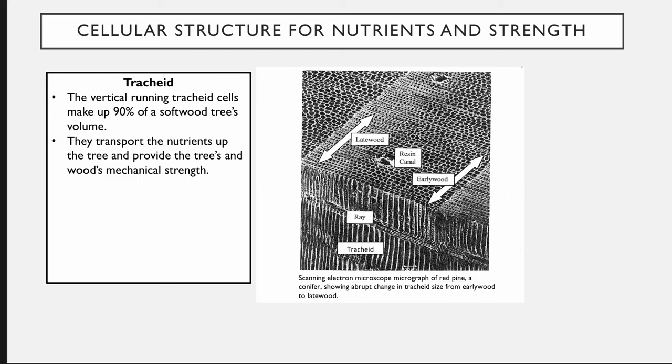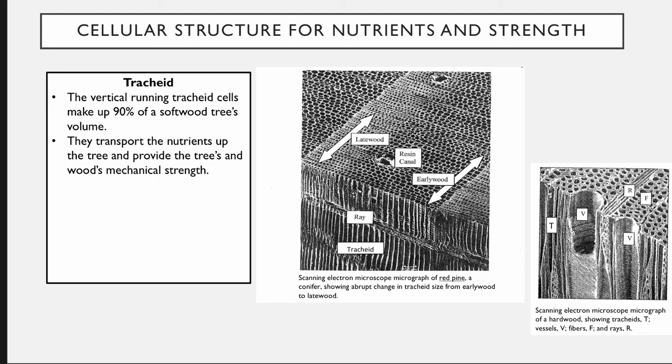Now, those tubes are called tracheids. In a softwood tree, they make up about 90% of the volume of the tree. They're very important because not only do they transport nutrients throughout the tree, they provide all the mechanical support for your tree. If we're talking about a hardwood, now we have a second scanning electron microscope image.